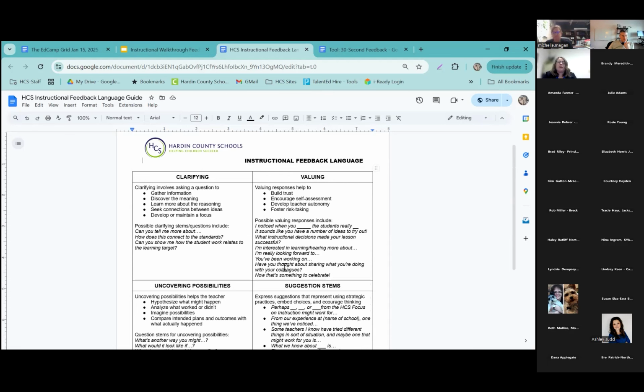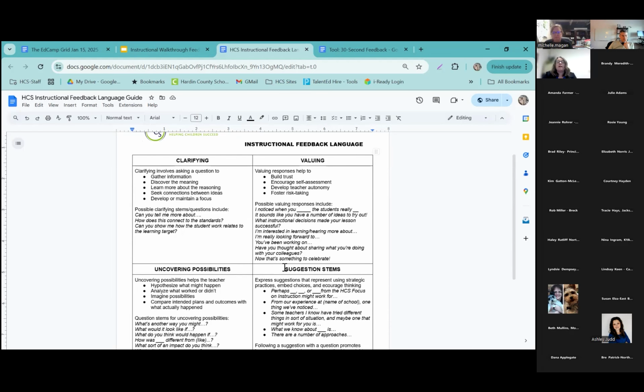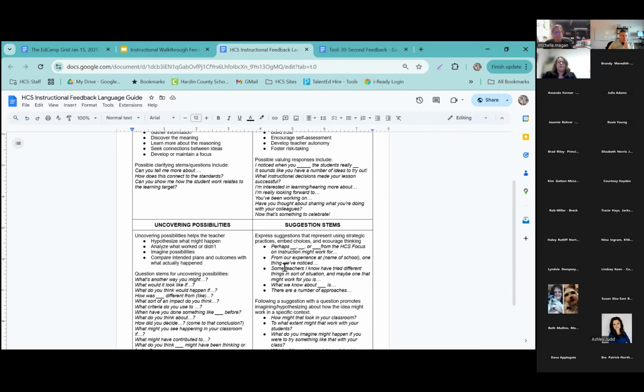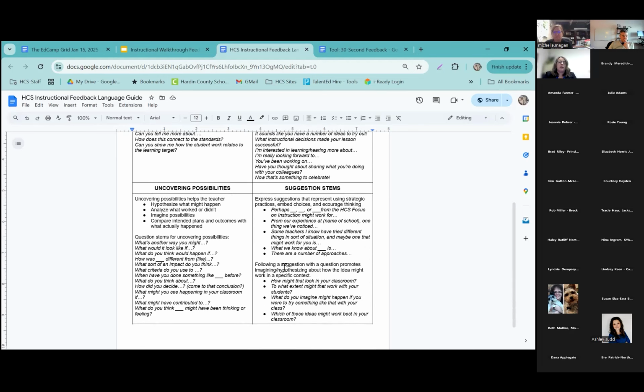So we were trying to find some positive ways to frame the feedback and just give us a word bank essentially to use as we're in the classrooms.